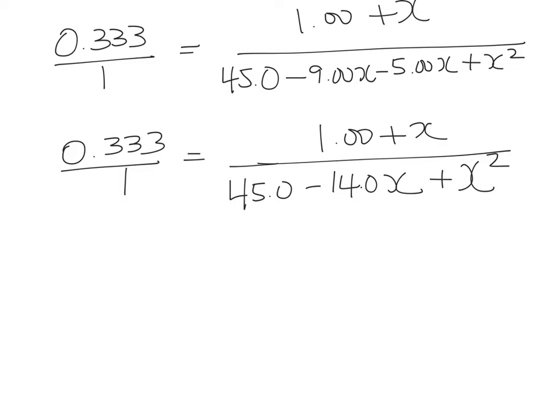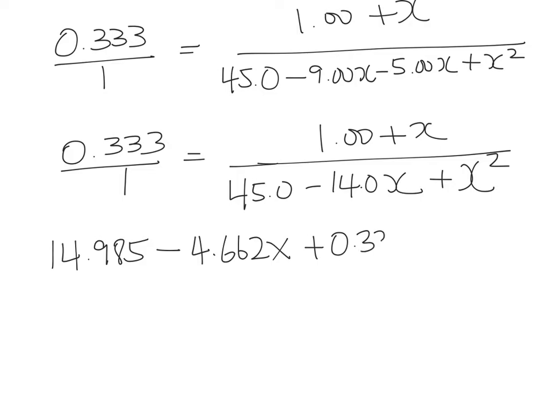So let's continue. So 0.333 times 45 gives me 14.985. 0.333 times minus 14.0x gives me minus 4.662x. And the final term is plus 0.333x squared equals. And on the right hand side of that equal sign, I'm going to have the product of the cross multiplication of this numerator and this denominator, and that is simply 1.00 plus x.